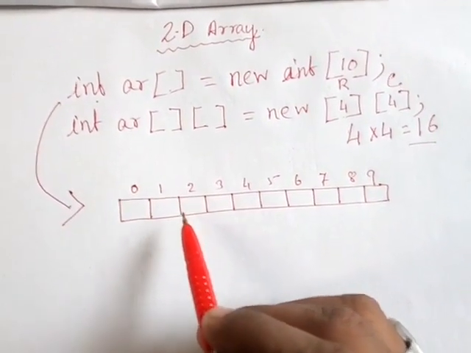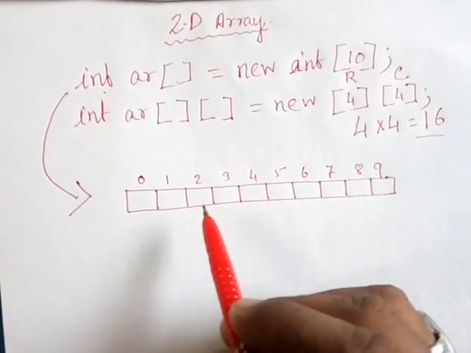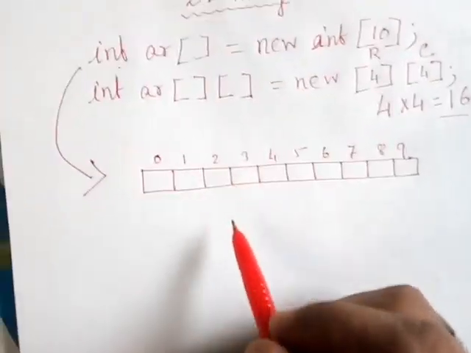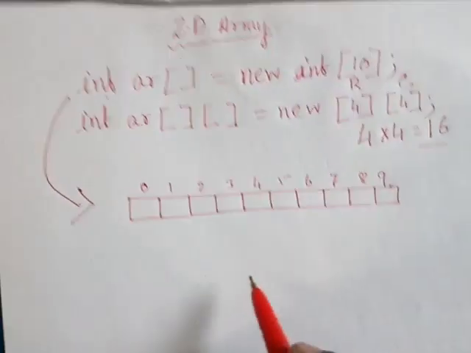Now I will show you how a two-dimensional array stores the data in the memory. Then you can easily compare between these two and your concept will be clear. See.